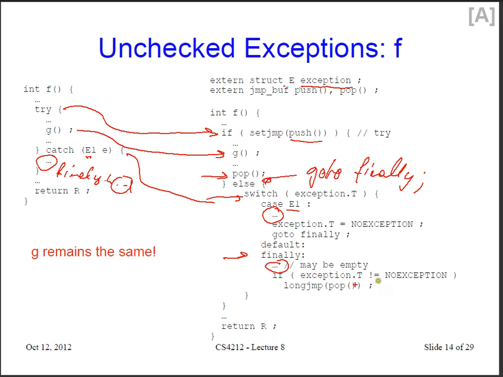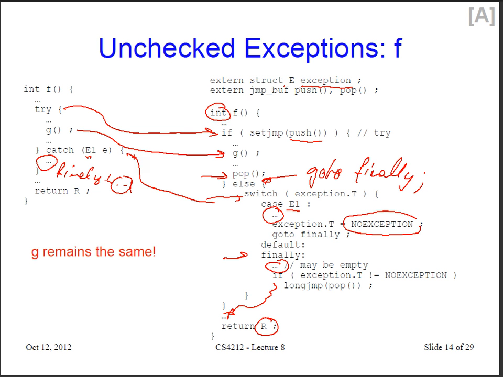However, if this exception type is equal to no exception, which means that we have just come from here, or we have come from here, we have reached the bottom without an exception being thrown. We have reached the bottom of the try block. Then this if statement is false. So we just come out of the try catch block, or the translation of the try catch block, if you will, and we can now return the usual result R. And notice that we do not have to change the type of F.